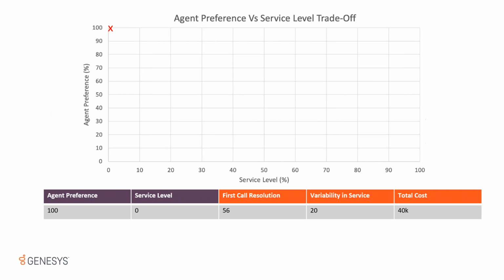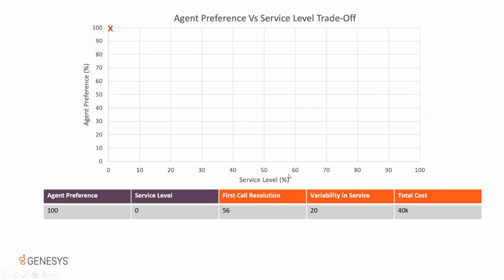So I have here on this graph something that is not brand spanking new. This is not something I developed. It's something that I actually took a class on in college a long time ago. What I have here is two different objectives: agent preference, which is what percentage of agents get their first pick in shifts, versus service level on the y-axis.